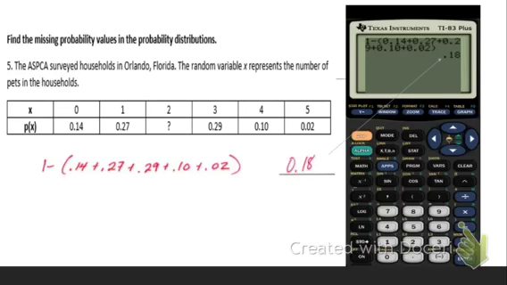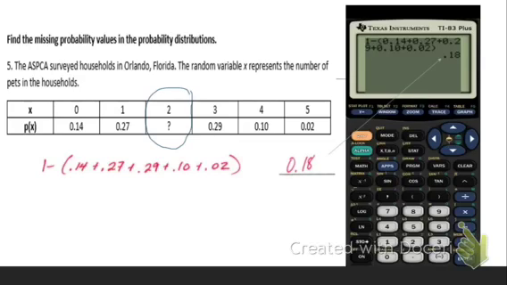Now to find the missing value, if you look here, the table for number of pets 2 is missing the probability. So the probabilities of the outcomes must add up to 1.